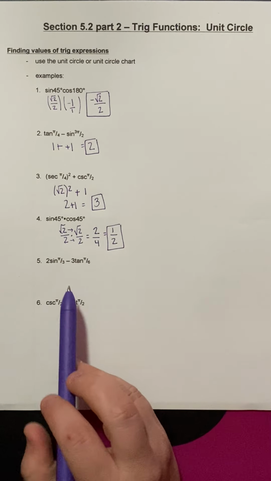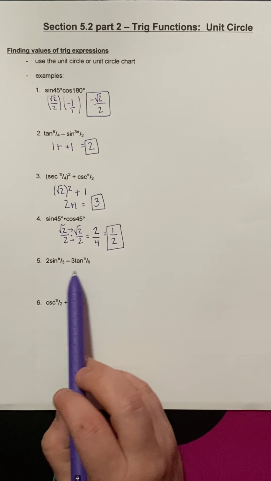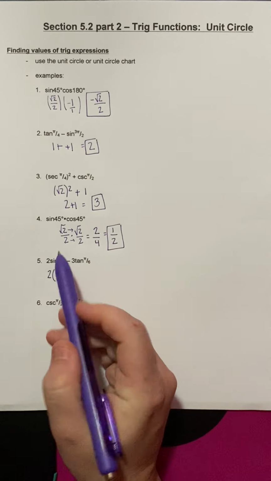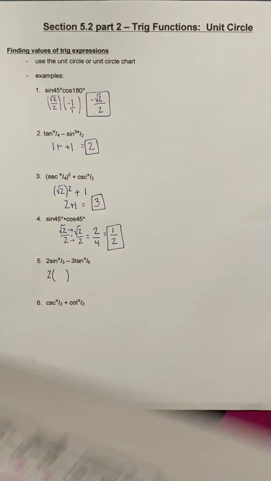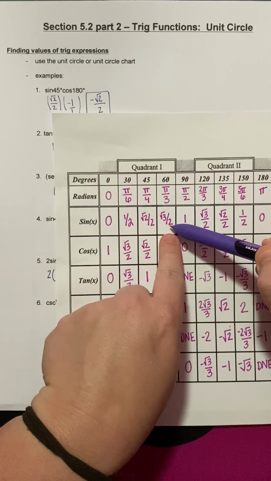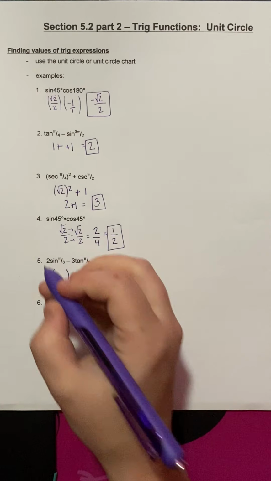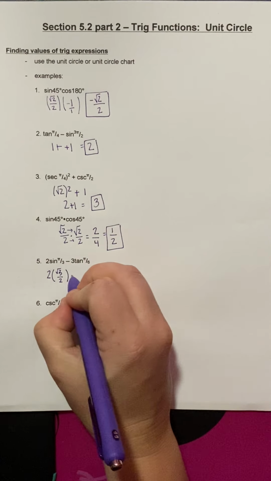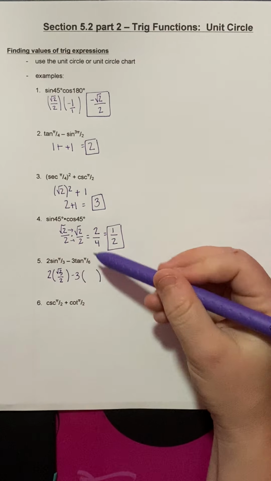2 sine pi over 3 minus 3 tangent pi over 6. Going back to my chart again. Now this 2 comes out in front, so 2 is going to get multiplied by whatever I find to be the sine of pi over 3. All right, so here's pi over 3. The sine of pi over 3 is the square root of 3 over 2. Remember that 2 is out in front. So 2 times the square root of 3 over 2 minus 3 times the tangent of pi over 6.